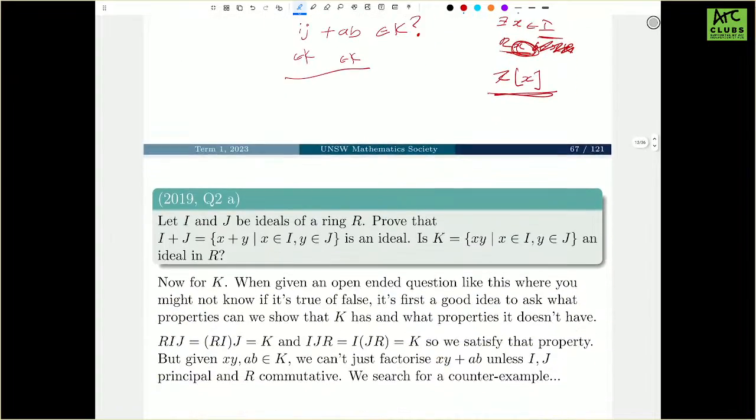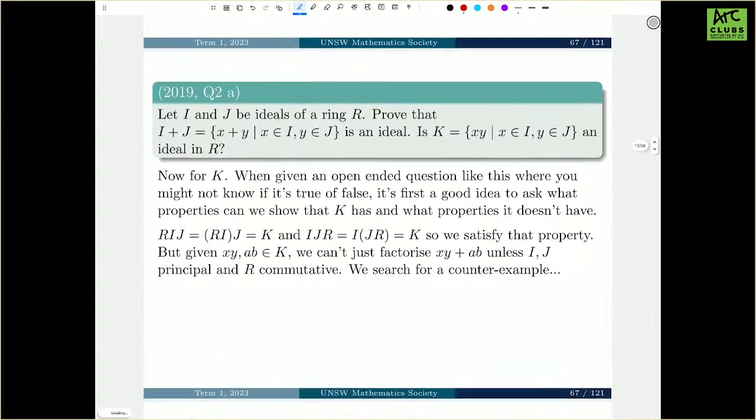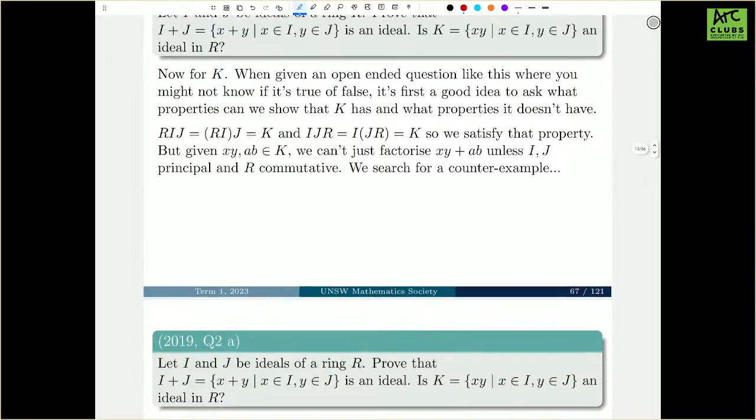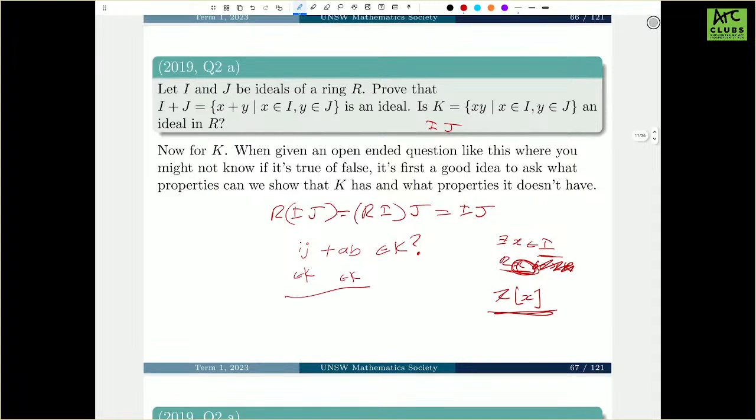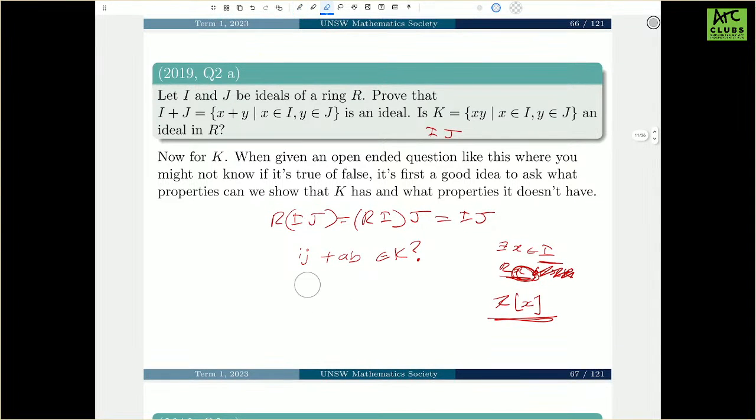Okay, let's see what I wrote later. Okay, we search for a counterexample. Did I write it on the next slide? Okay. No, what space should I use? I'll just make some space for myself here.